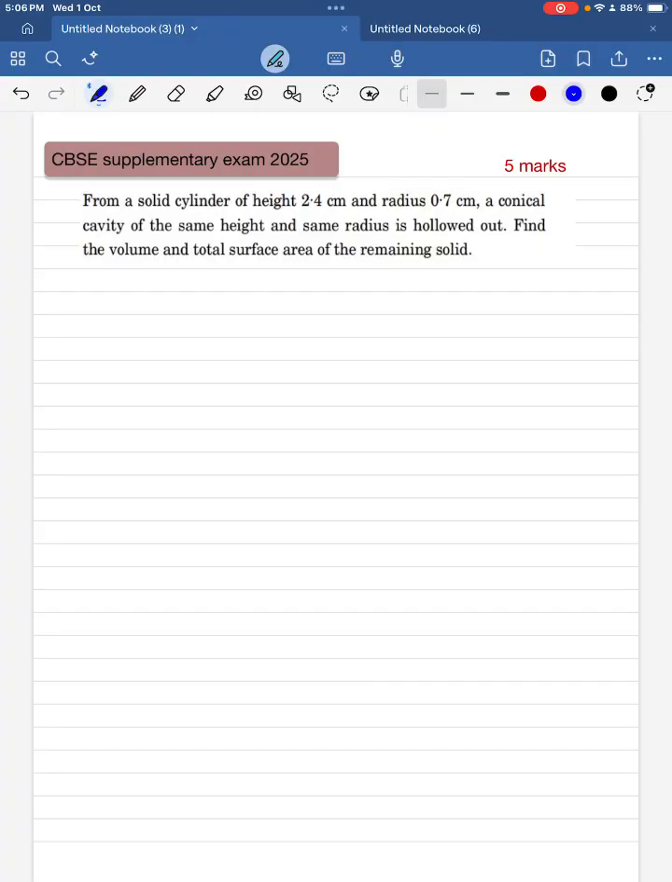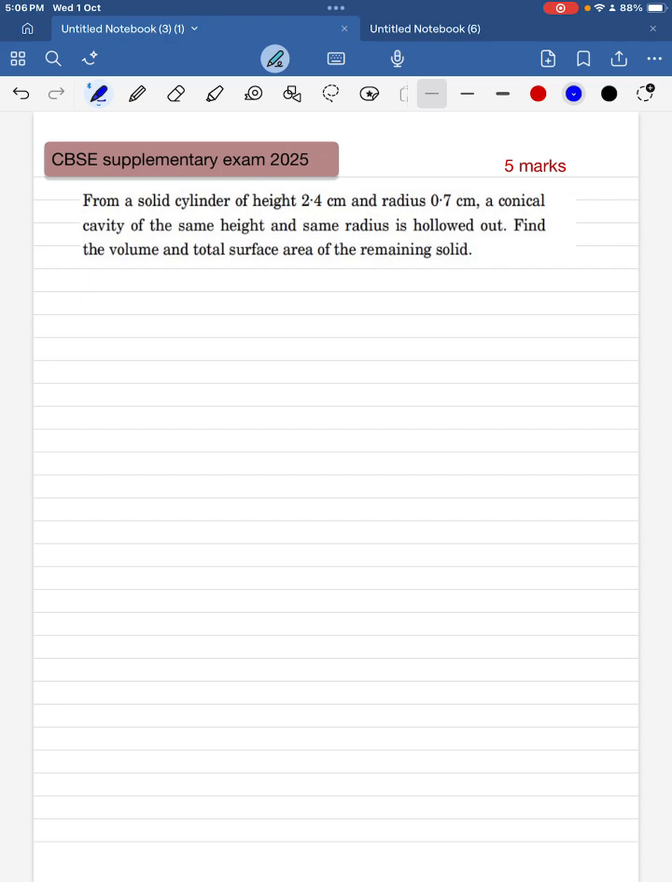In this video, I'll be doing a 5 marks question from the CBSE Supplementary Exam 2025. Let's look at the question. From a solid cylinder of height 2.4 centimeters and radius 0.7 centimeters, a conical cavity of the same height and the same radius is hollowed out. Find the volume and the total surface area of the remaining solid.